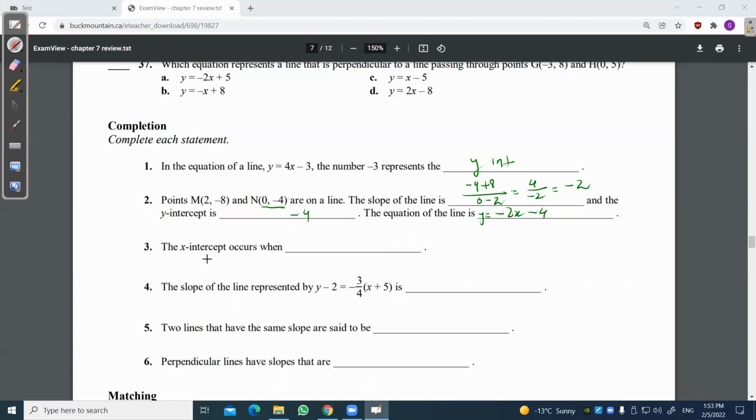Like when it touches the thing. So how would you phrase it? I don't know. When y is 0. Okay. The slope of the line represented by this. What do you think for 4?